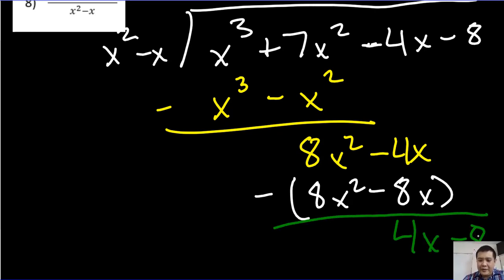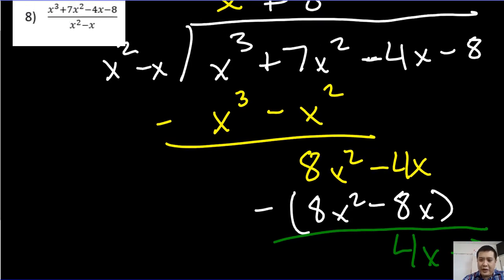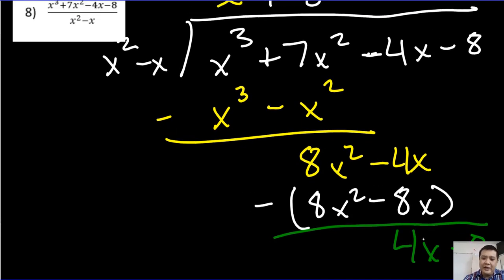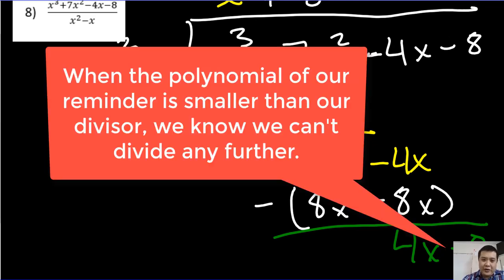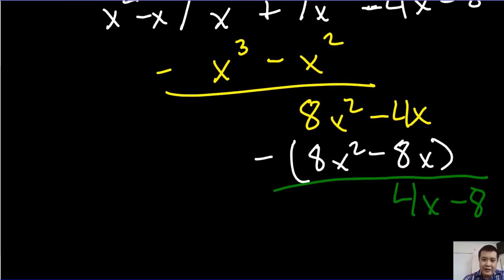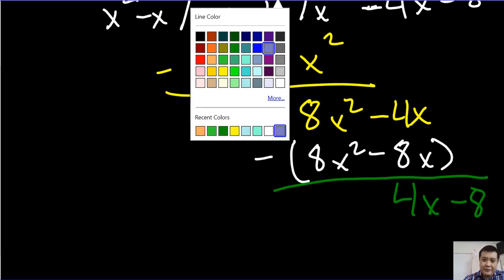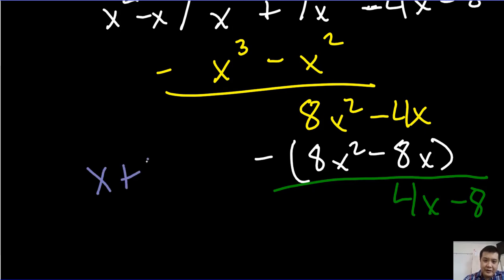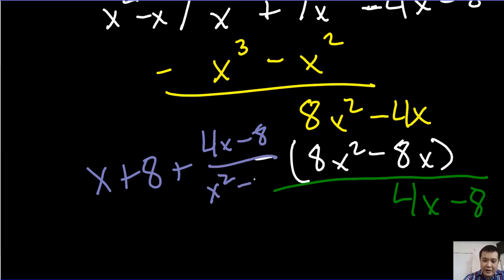Now that we have 4x minus 8, this has a lower degree than our divisor, so therefore we are done. When we have a lower degree in our remainder than our divisor, we can't go any further. So therefore our answer is going to be x plus 8 plus 4x minus 8 over x squared minus x.